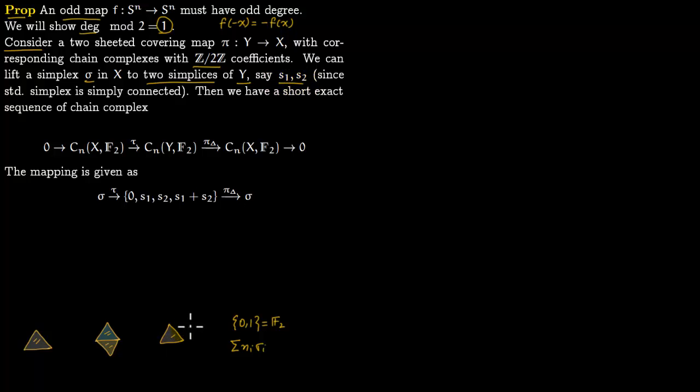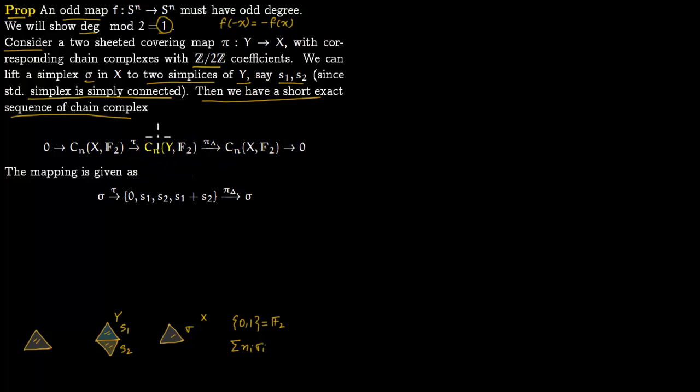So you have a simplex here, say sigma. Obviously the coefficient here is either 0 or 1. Since we are saying this is a simplex, it is 1 times sigma. This you can lift to two things in Y, say s1 and s2, and again both of them have coefficients 1 and 1. Then we have a short exact sequence of chain complexes. Again you can lift this simplex sigma to s1 and s2, because by definition this is a standard simplex, it is simply connected, so you can lift it like this. Then you will have this short exact sequence.